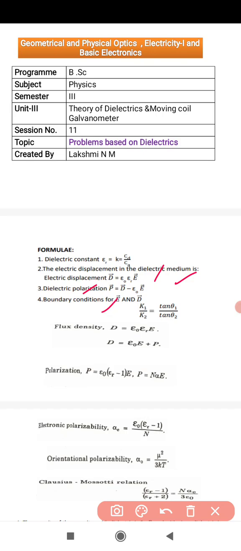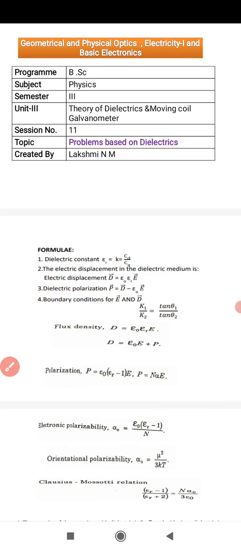The boundary conditions between the electric vector and displacement vector: K1 by K2 is equal to tan theta 1 divided by tan theta 2. Flux density D is equal to epsilon naught into epsilon R into E, and D is equal to epsilon naught E plus P. Polarization P in terms of permittivity is epsilon naught into (epsilon R minus 1) into E, and also P is equal to N alpha E. In electronic polarization, alpha E is equal to epsilon naught into (epsilon R minus 1) divided by N.